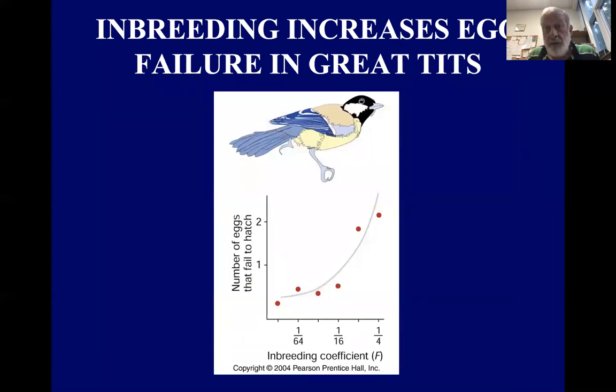Inbreeding also affects animals, of course. In Europe, there are little chickadee-like birds called tits, and in this one species called the great tit, you can see here as the inbreeding coefficient goes up, the number of eggs that fail to hatch in a clutch increases. So as we get to 1/4, 2 eggs per clutch fail to hatch, and these little birds probably only lay 3 to 4 eggs per clutch anyway. So we're looking at lots of reproductive failure in inbred populations of these birds.